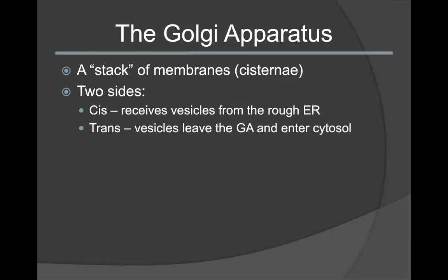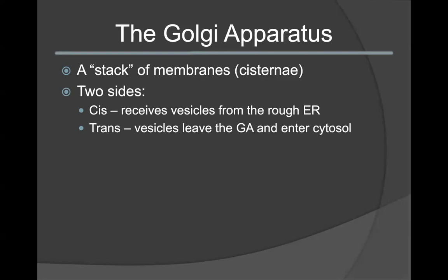The next organelle we will discuss is the Golgi apparatus. The Golgi apparatus consists of a stack of membranes or cisternae. There are two sides to the Golgi. One side that faces the ER, we call this the cis side, and it will be receiving vesicles that are delivered from the rough endoplasmic reticulum. There's also the trans side, and this would be the side facing the plasma membrane.